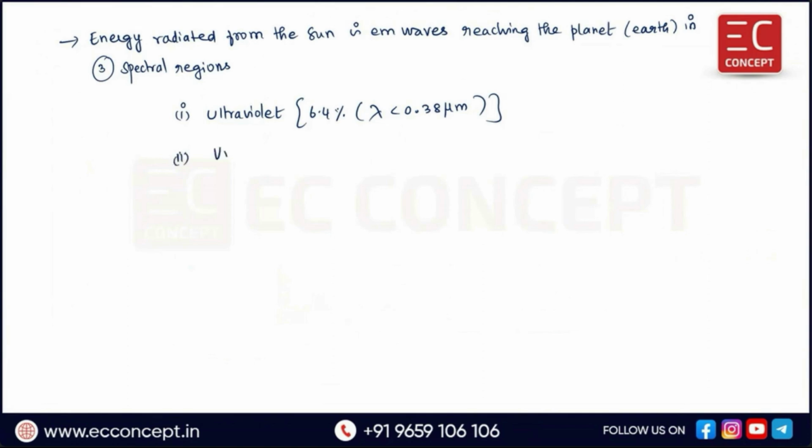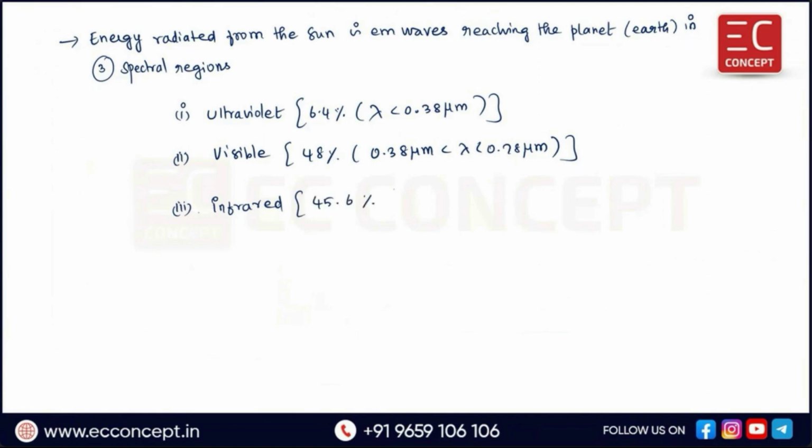Visible is 48%, with wavelength ranging from 0.38 micrometer to 0.78 micrometer. The third one is infrared, which is 45.6%, with wavelength greater than 0.78 micrometer.